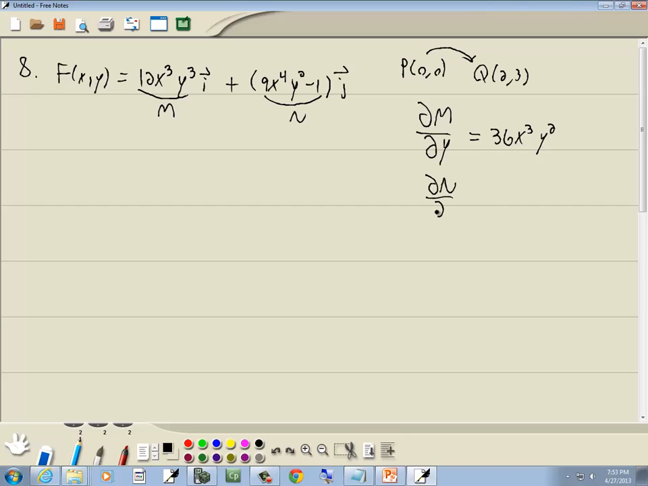Partial of N with respect to x: the 9 and the y² remain. The derivative of x⁴ is 4x³. 4 times 9 is 36, x³y². And the negative one drops away. So these are equal, so we can use the fundamental theorem of line integrals.